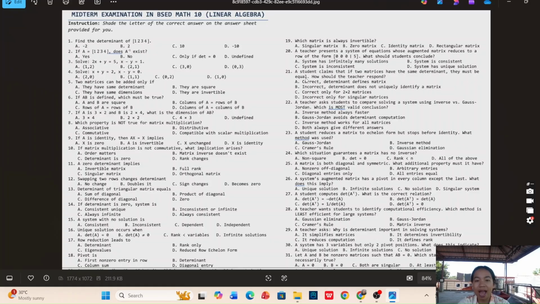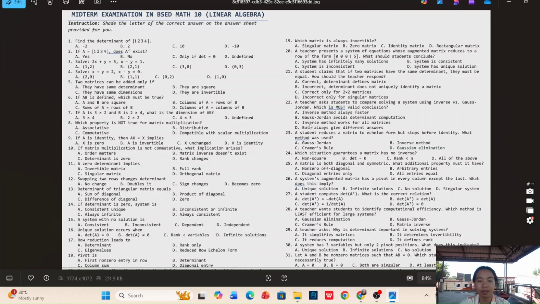Number 21. A student claims that if two matrices have the same determinant, they must be equal. How should the teacher respond? Among these choices, the correct answer is letter B. The teacher should say incorrect. Determinant does not uniquely identify a matrix. This is because equal determinants do not guarantee equal matrices, because different matrices can have the same determinant.